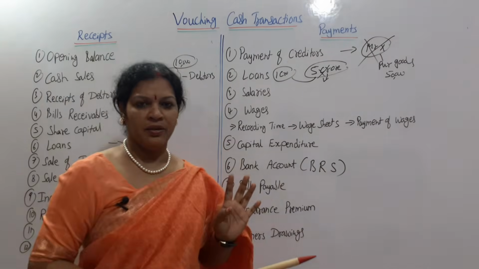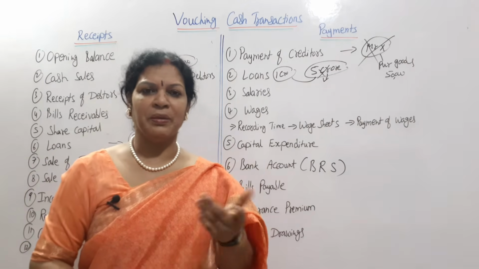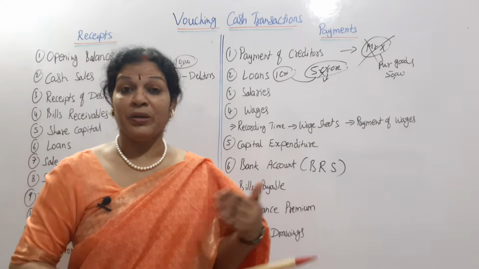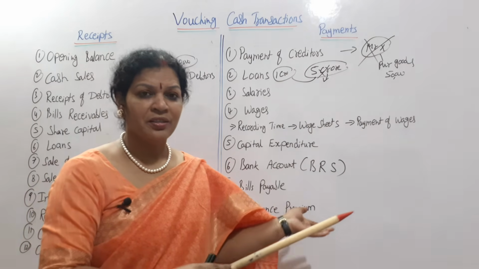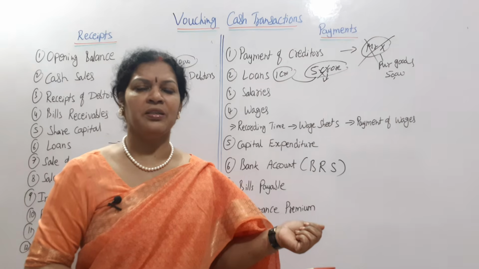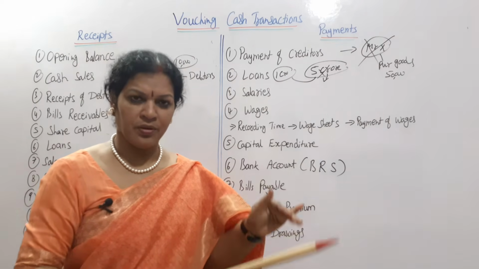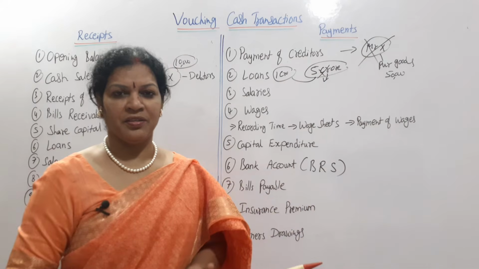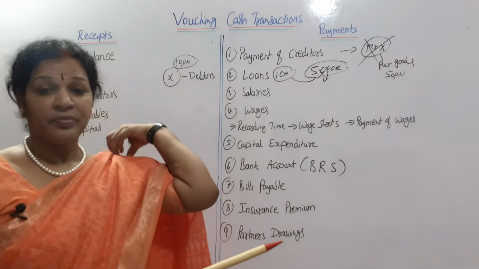Next, bills payable. Already we have taken some amount, for which bills payable are there. When you are making this bills payable, how do you verify it? Simply get the bills payable voucher book, see how much is there in the bills payable book and how much you are paying, and cross check. That's enough.